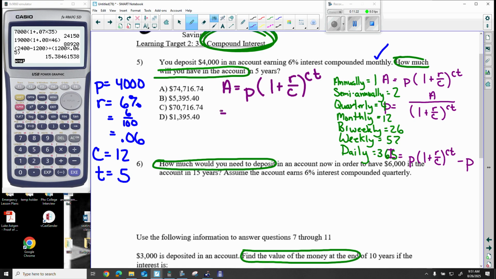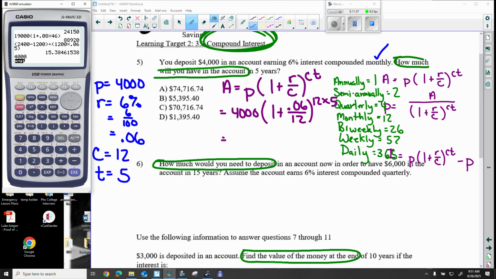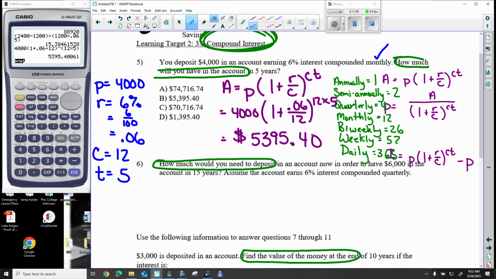All right, so here we go. This is 4,000, 1 plus 6% monthly for 5 years. Option B right there.